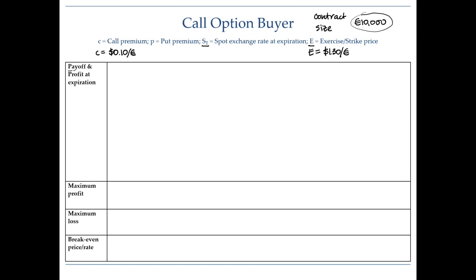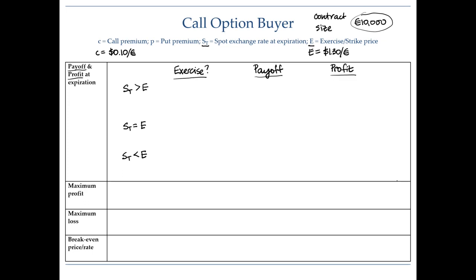So let's take a look at the payoff and profit at expiration. Remember, in the future, there are really three possible scenarios. You could have a future spot rate that is greater than your exercise rate of $1.30, or the future spot rate could turn out to be exactly the same as your exercise rate, or it could turn out to be lower than your exercise price. In that case, you have to figure out, will I exercise this contract as a call option buyer? And if so, what will be my payoff and what will be my profit? Remember, the difference between profit and payoff is that profit takes the premium that you pay into consideration.